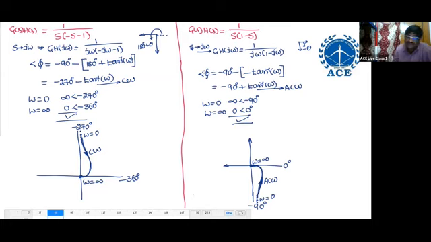Next problem. GH of S equal to, come on, solve it, S minus 3 by S into S plus 1. Come on, do it.